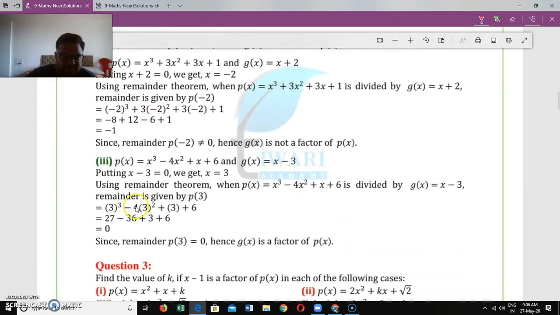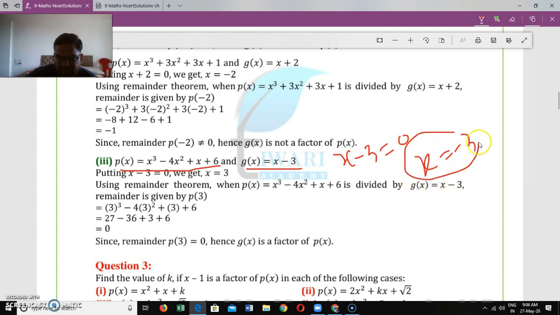So the third one is here, p of x polynomial is given, g of x is given. So g of x we have to check, therefore we will write x minus 3 equals to 0. Therefore x equals to 3. So we'll keep the value of x equals to 3 in the given polynomial. Wherever you find the x, you just keep the value 3. So 3 cube minus 4 into 3 square plus root 3 into 3 plus 6.